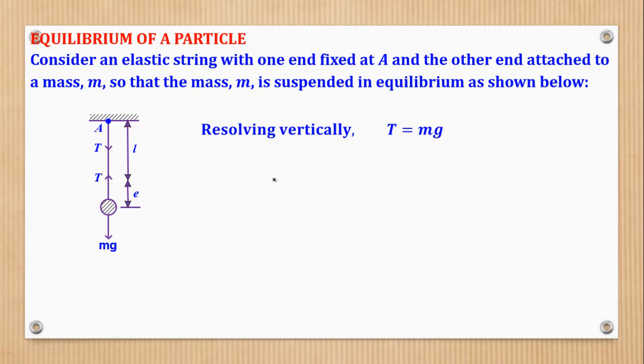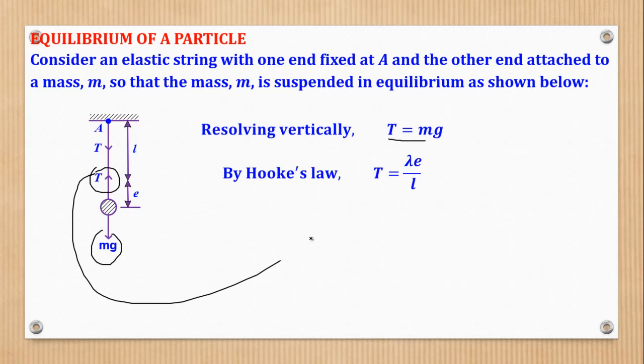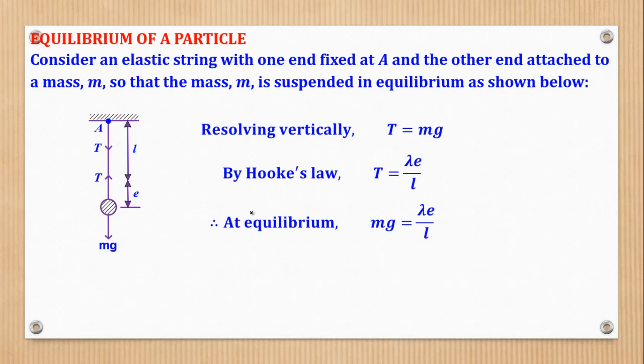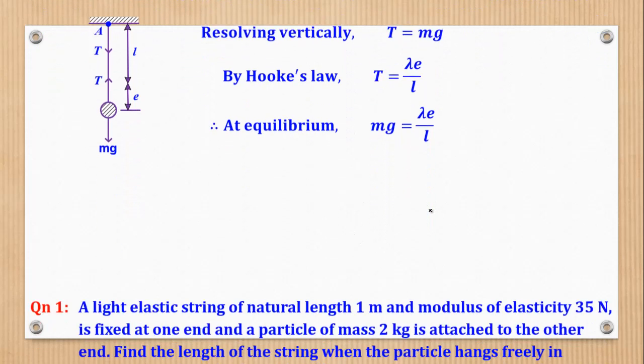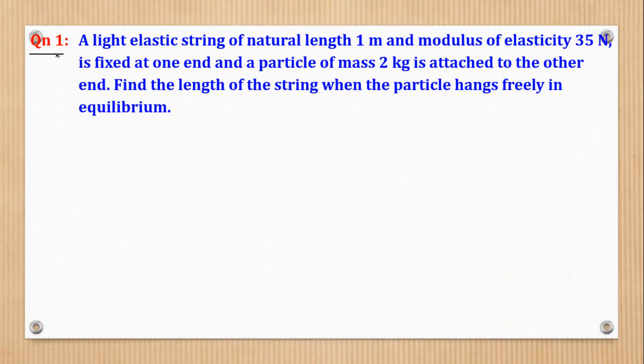Resolving vertically, this force will be equal to this. Then from Hooke's law, tension can be given by that. Therefore, when I equate the two, I come up with this expression, meaning that if I have mass, lambda and L, I can get E. So let's go through some questions.